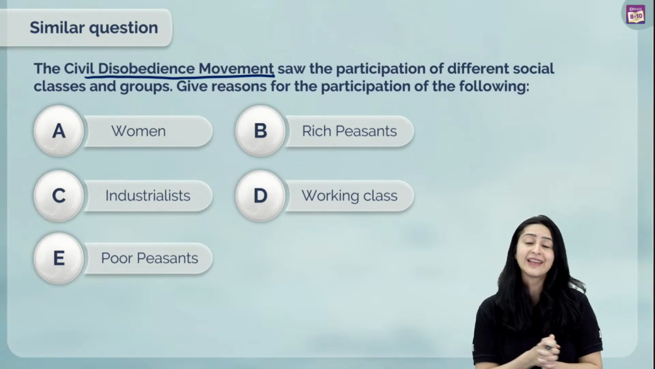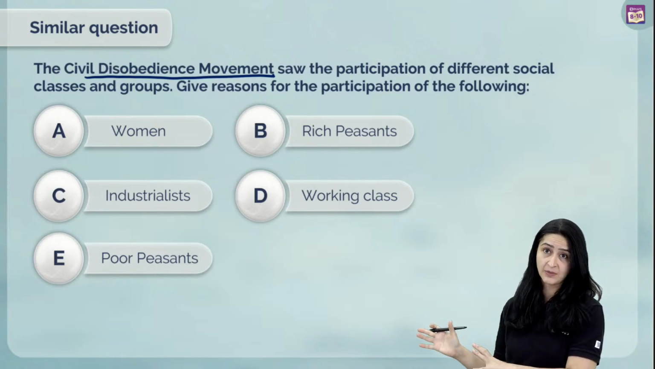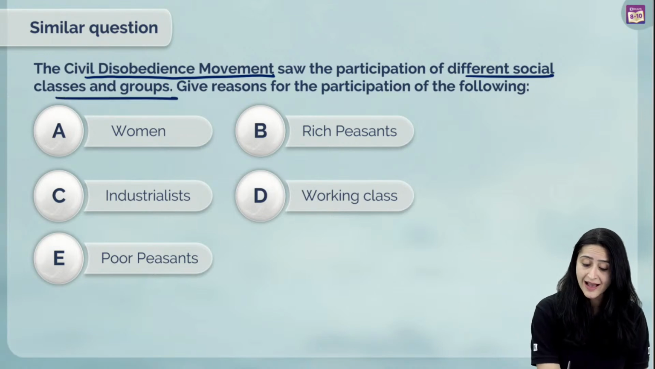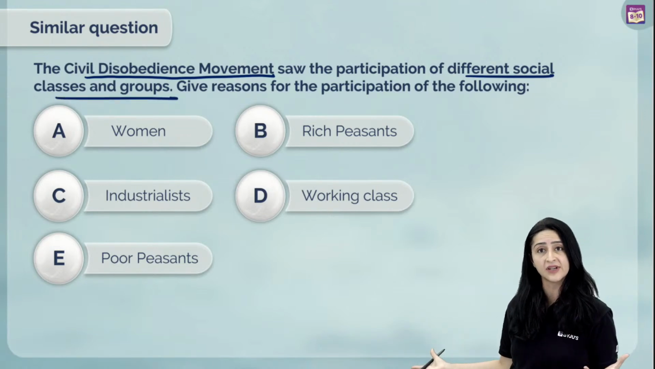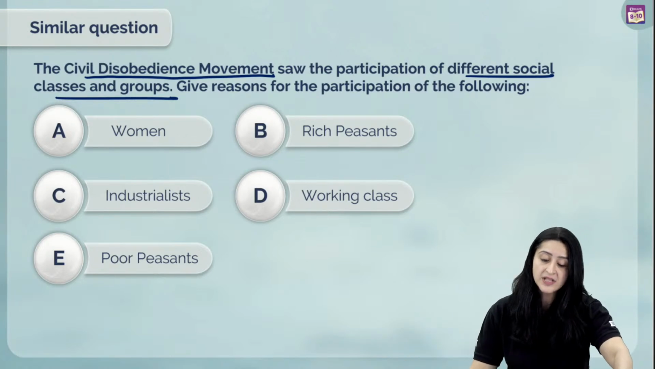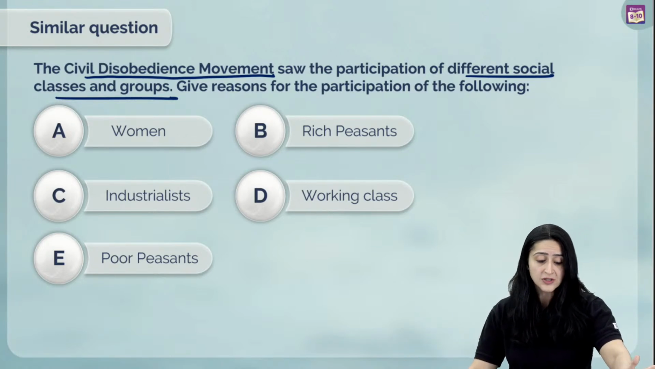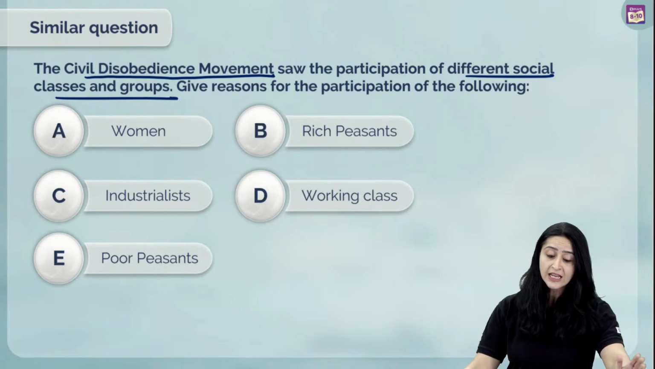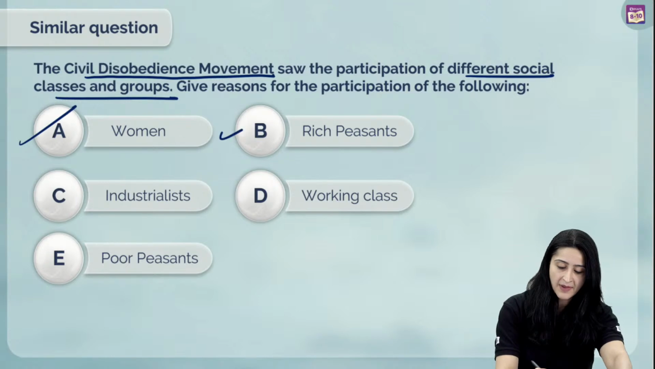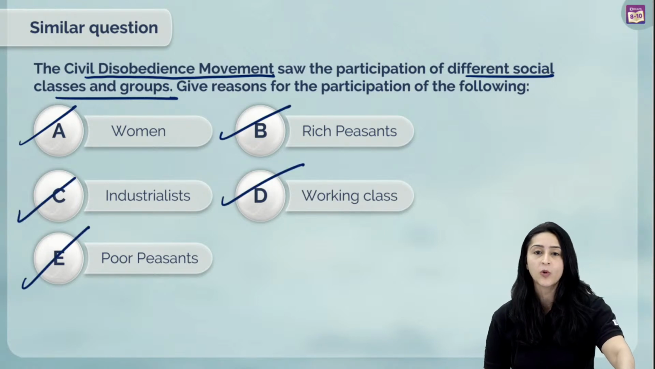So you could get a question on the civil disobedience movement asking about the different social classes and groups participating in it. For example, this question says the civil disobedience movement saw the participation of different social classes and groups. Give reasons for the participation of the following: A, women, B, rich peasants, C, industrialists, D, working class, and E, poor peasants.